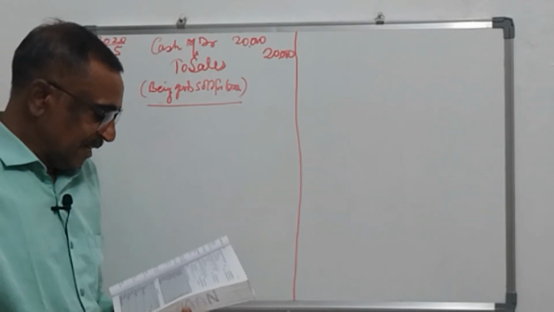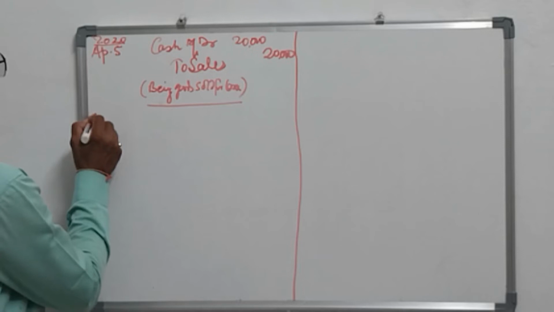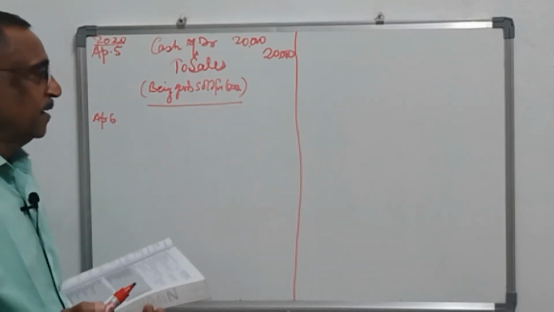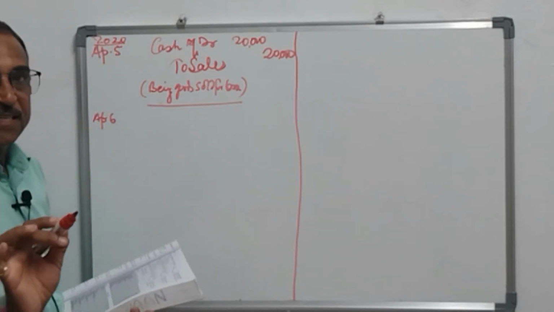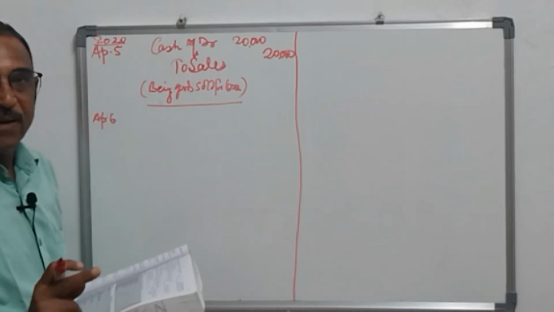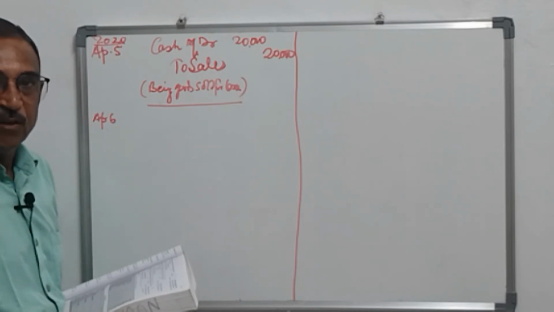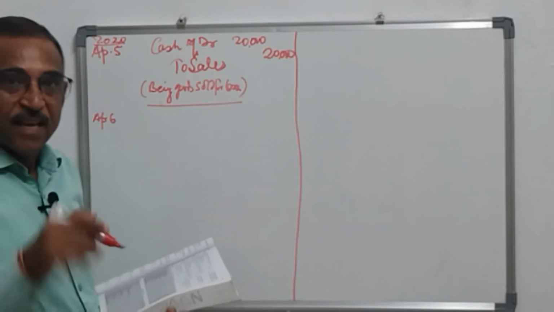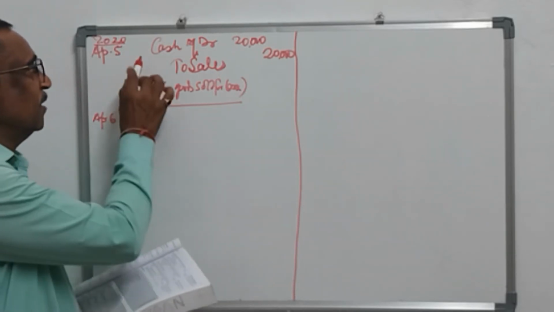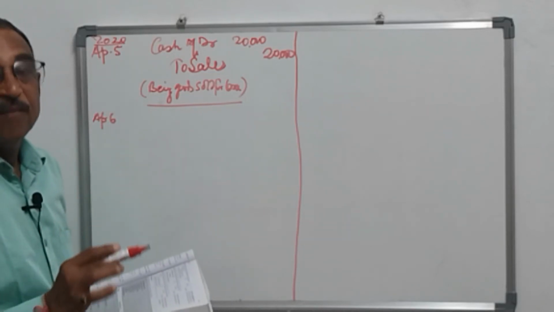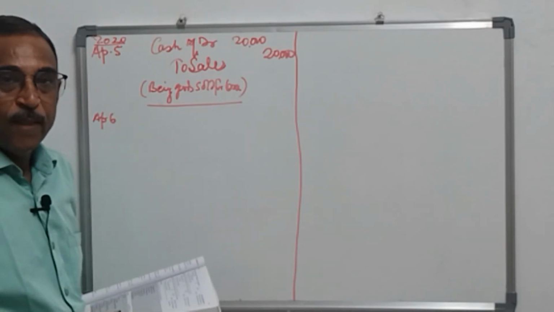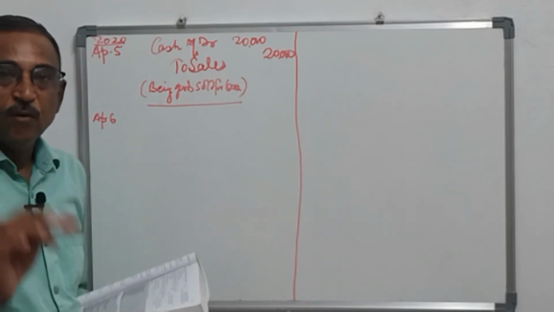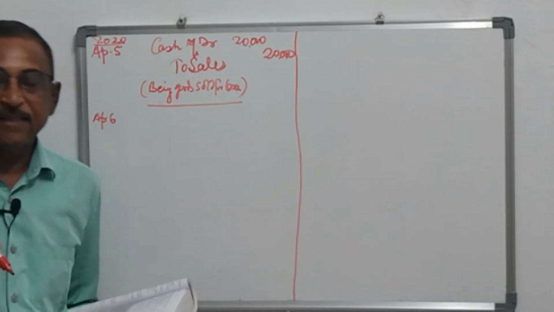Sold goods to Ramesh and Company, April 6. Since sales has taken place, again the same rule will be applied. Credit all your incomes and revenues, gains. So sales will be credited, but since here you haven't received cash, cash will not be in the picture. So then which account is involved? Ramesh and Company, because you have sold goods to Ramesh and Company on credit.